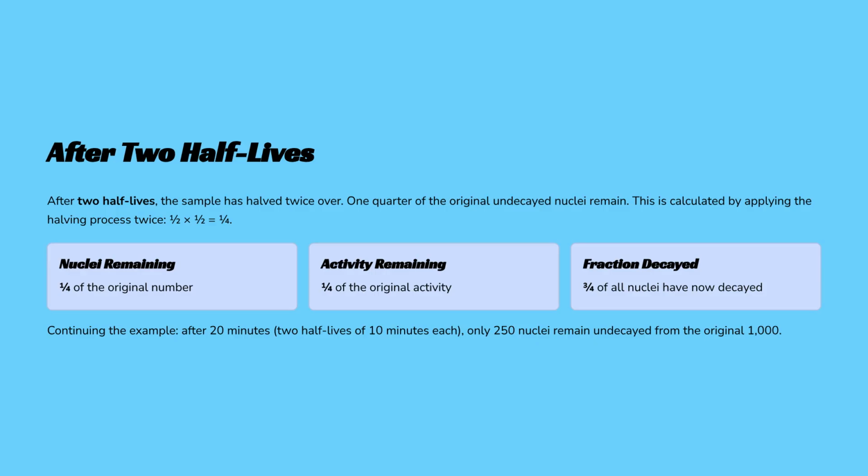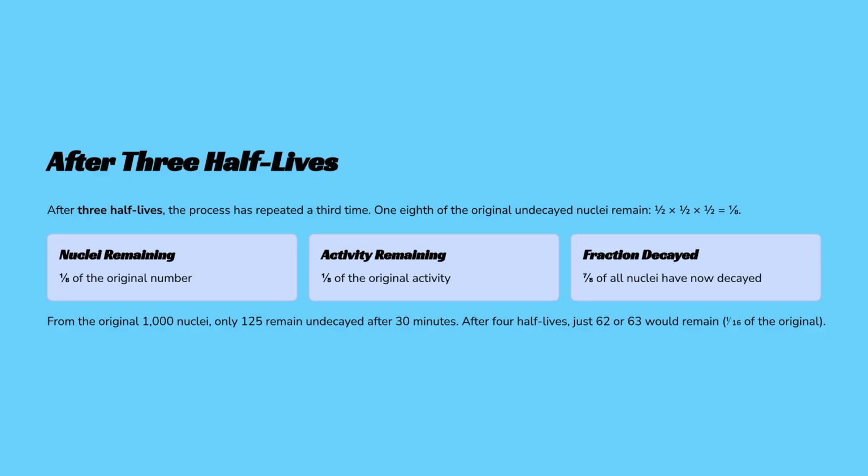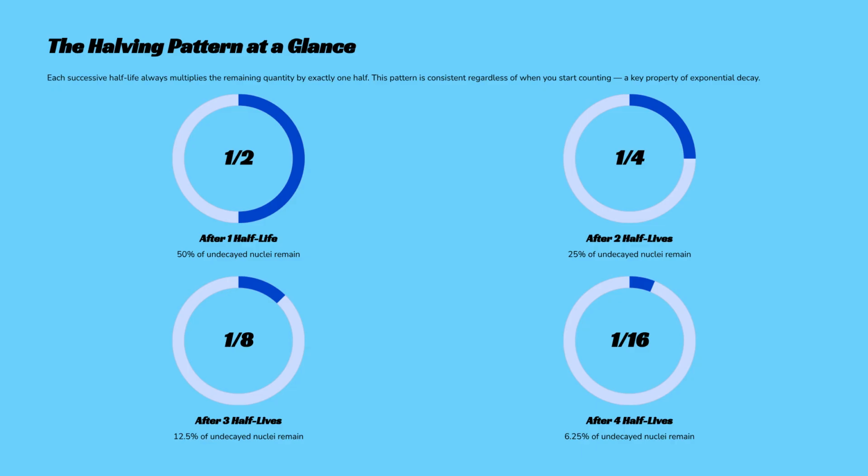After 2 half-lives, the sample has halved twice, leaving 1/4 of the original undecayed nuclei and activity. This means 3/4 of the original nuclei have decayed. Finally, after 3 half-lives, 1/8 of the original undecayed nuclei remain. With 1,000 starting nuclei, only 125 would remain after 30 minutes if the half-life is 10 minutes. This slide provides a quick visual reference for the halving pattern.